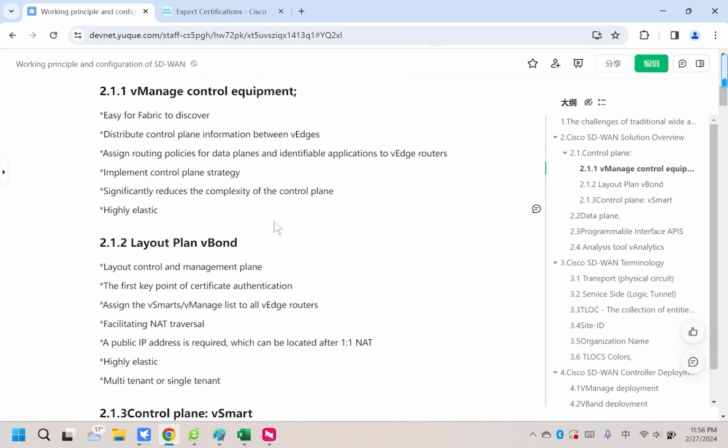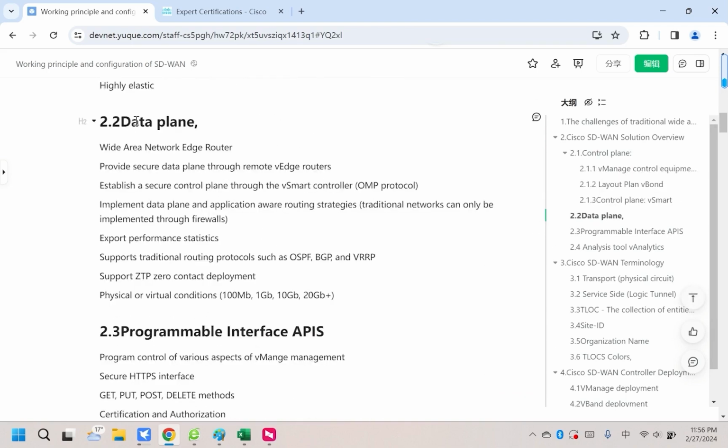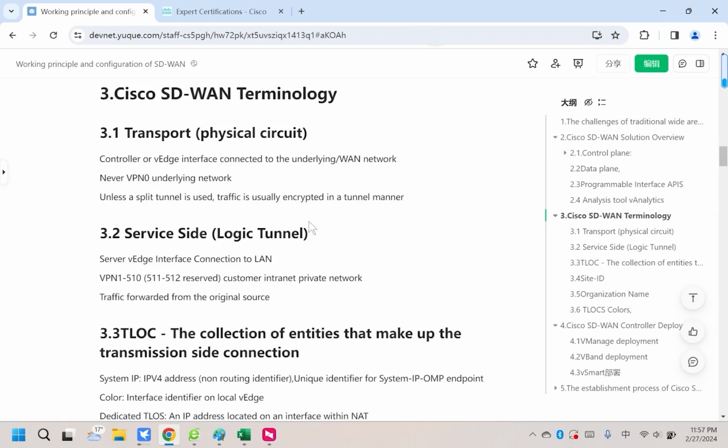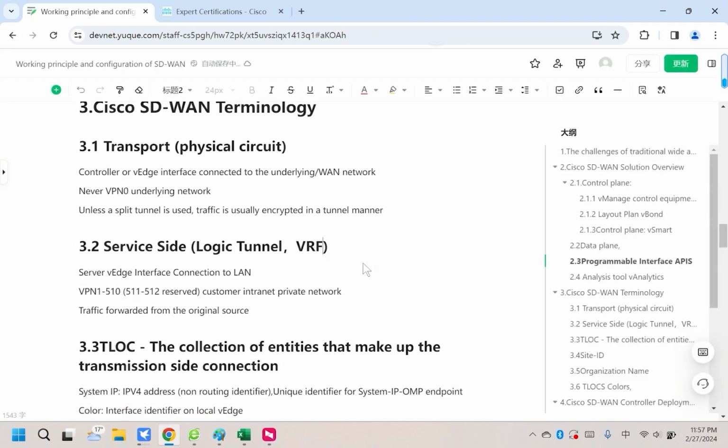Control plane. Okay, after understanding the control plane, let's look at the data plane. The data plane is more about our edge devices, because we didn't specifically mention Vedge just now. So everyone should know that our data plane is located on our edge. Knowing this is enough. Next, we will review some of the terms we mentioned earlier. Transport refers to the physical lines we mentioned earlier. Service VPN is our logical business, a logical channel for our routers. In fact, it's a VRF.